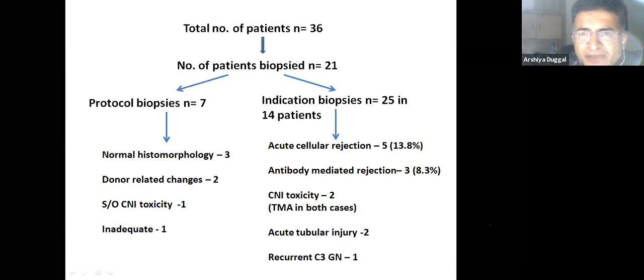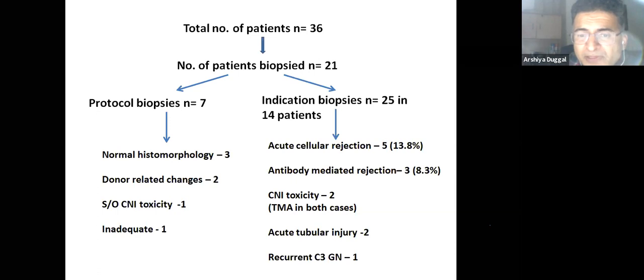So there were 36 patients. 21 protocol biopsies were done: 7 showed normal histomorphology, 3 donor-related changes, 2 suggestive of CNI toxicity, and 1 was an inadequate biopsy. Indication biopsies, 25, were done in 14 patients; 13.8% turned out to be acute cellular rejection. AMR was seen in 8.3% of cases. In all 3 of these cases, graft nephrectomy was done. CNI toxicity with TMA was seen in both these cases.